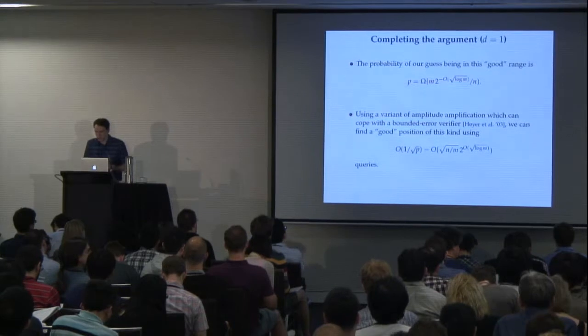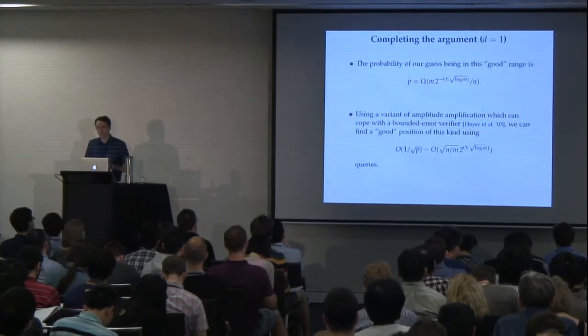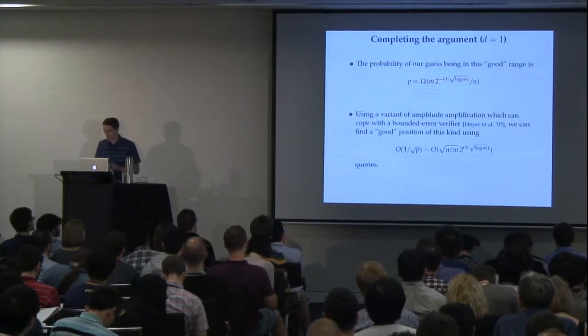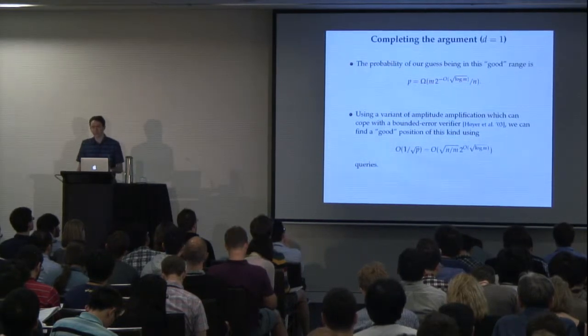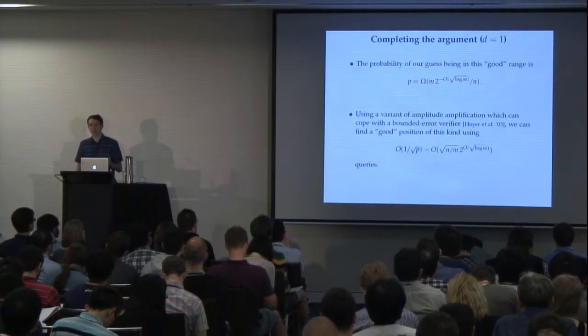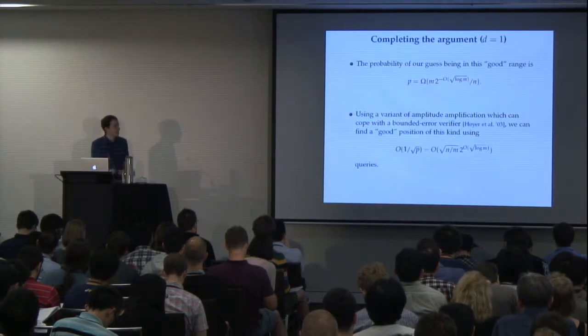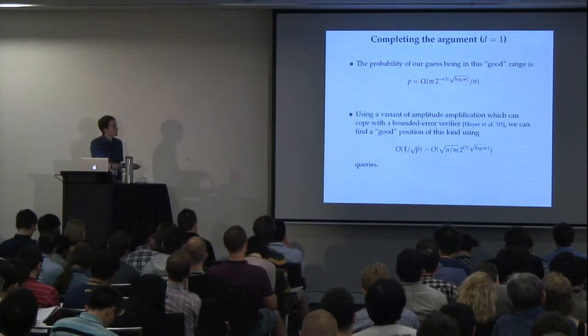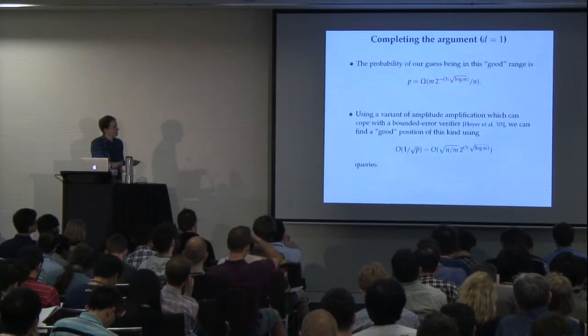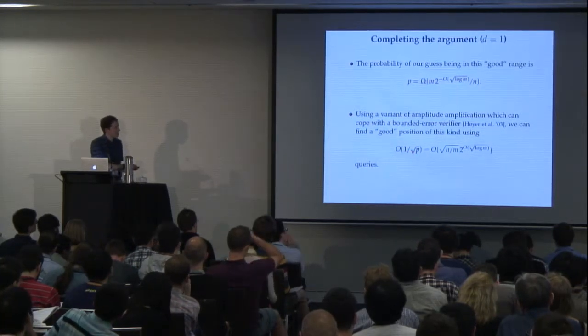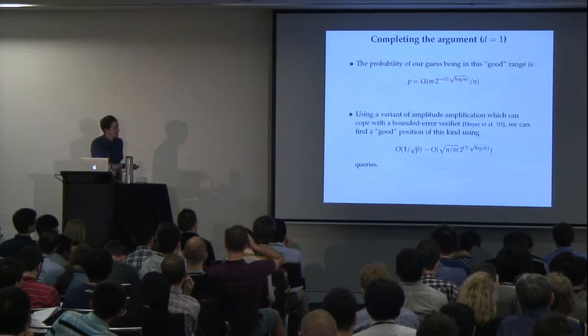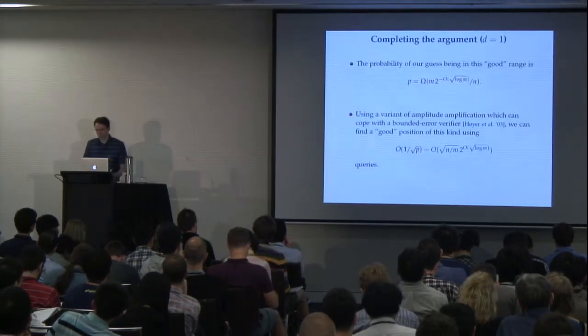And using a version of amplitude amplification that can cope with bounded error verifiers, we can find a good position where it matches in this way. So it's close to being the right position of a match, with order 1 over square root of this quantity queries, which gives you square root of n over m times 2 to the order root log m.